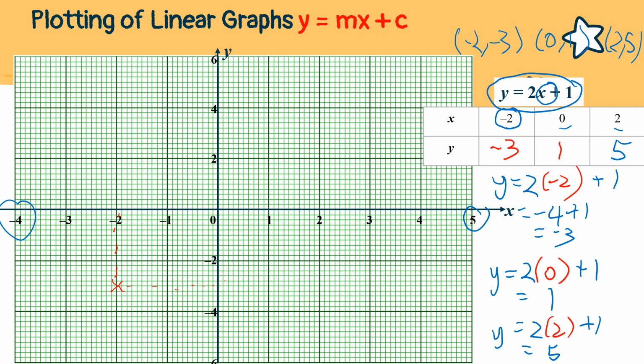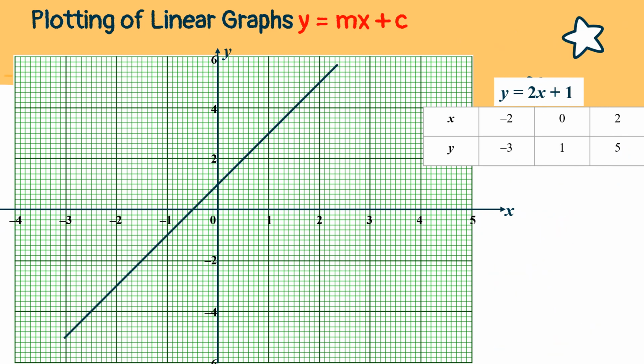And then we will have 0, 1, and this will be the next point. And finally, we will have 2, 5. So the x coordinate is 2, the y coordinate is 5, and we will have this point here, 2, 5. So drawing a straight line, we will get the line for y equals 2x plus 1. And this is how the line will look like.